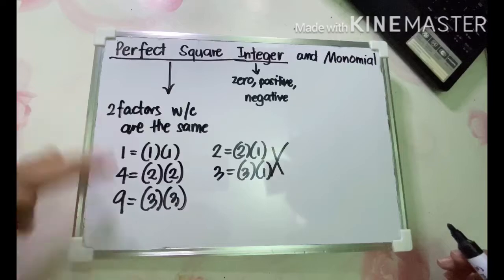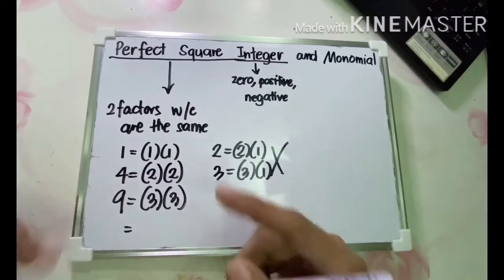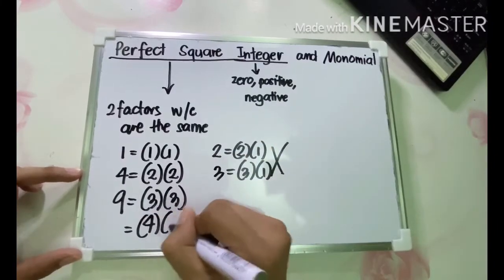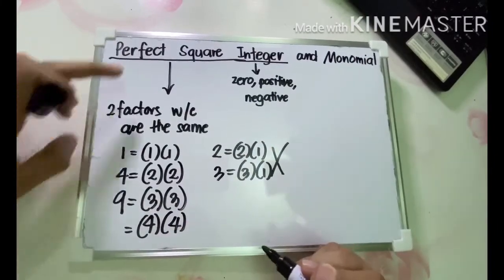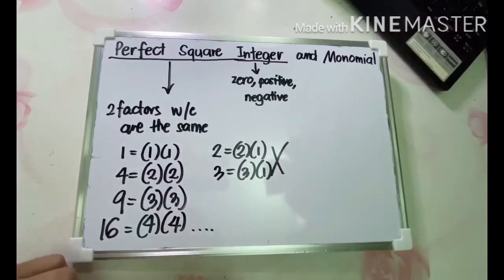Based on the pattern, if we do 1 times 1, 2 times 2, 3 times 3, and then 4 times 4, the next perfect square integer is 16. And so on and so forth.